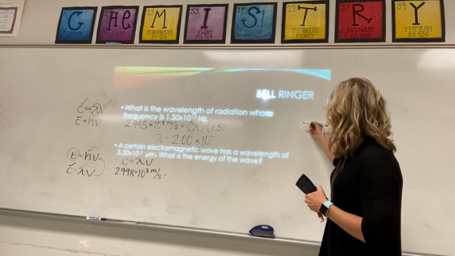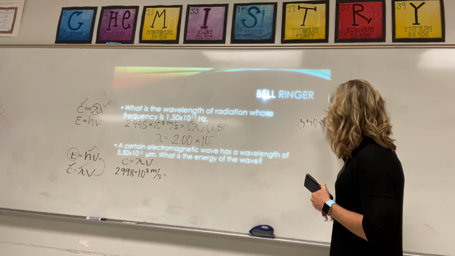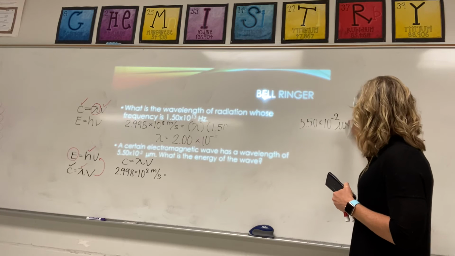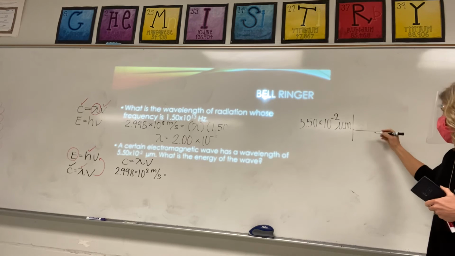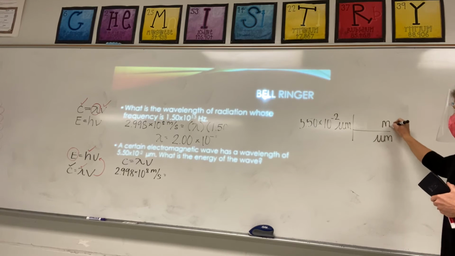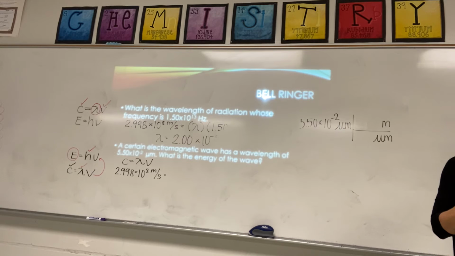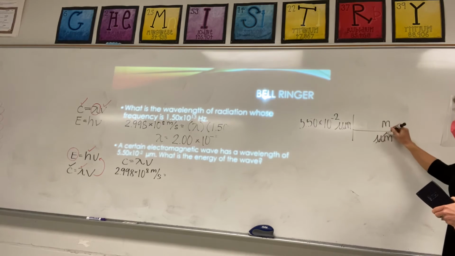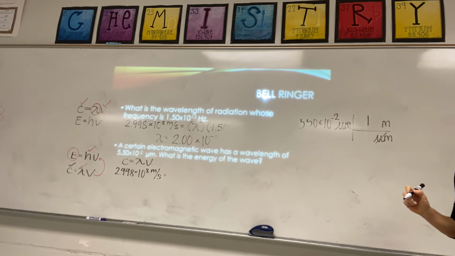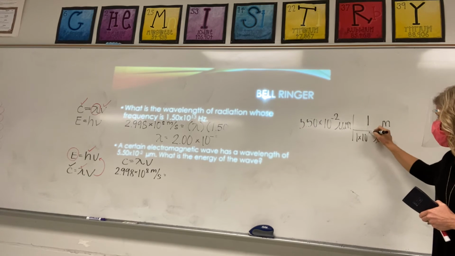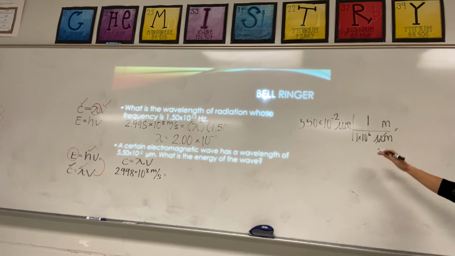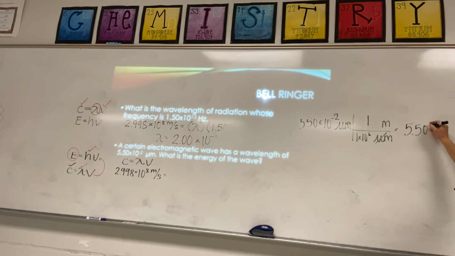So over to the side, we'll say 5.50 times 10 to the negative 2nd micrometer. If we have micrometers on top, we need to put micrometers on the bottom. Then we can go to a meter on the top. What's our bigger unit here? Meter. So we put a 1 with our meter. How many micrometers are in a meter? 1 times 10 to the 6th. So when we divide, we get 5.50 times 10 to the negative 8th meter.